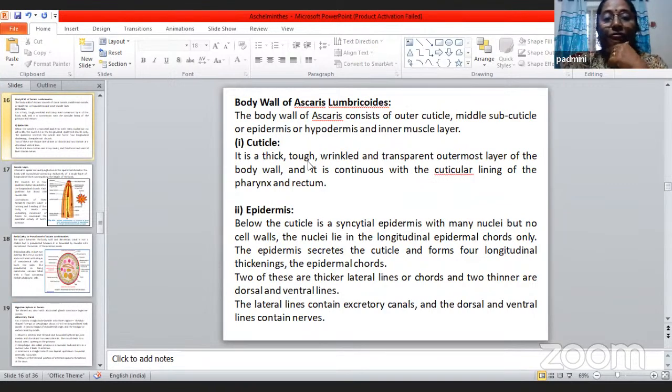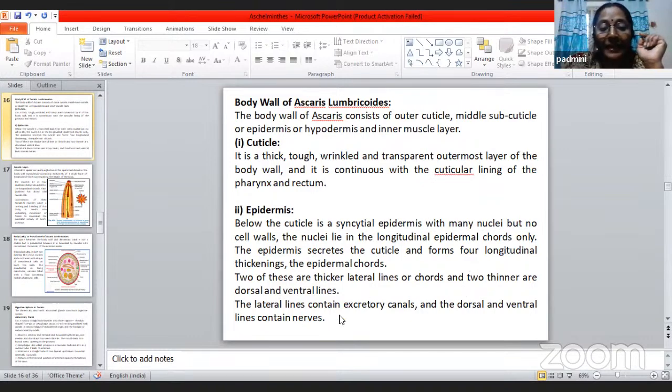Cuticle is the tough, thick, wrinkled, transparent outermost layer of the body, continuous with the cuticular lining of the pharynx and the rectum. Below the cuticle is the epidermis, a syncytial epidermis because of the layering of the cells together, with many nuclei but no cell walls. Nuclei lie in the longitudinal epidermal cords only, and the epidermis secretes the cuticle and forms four longitudinal thickenings, the epidermal cords we talked about.